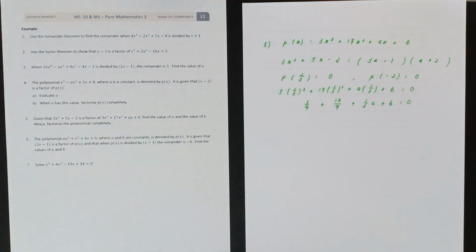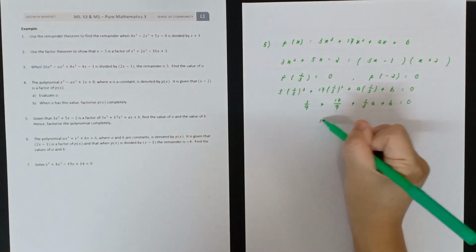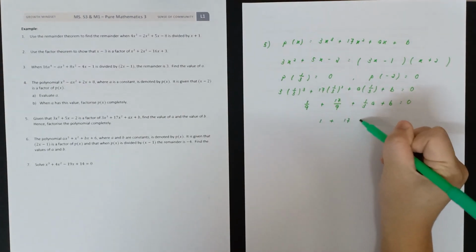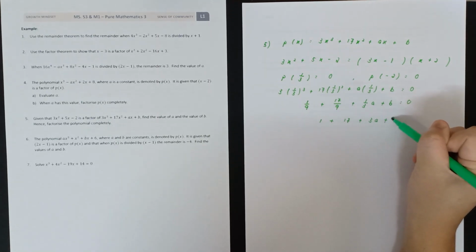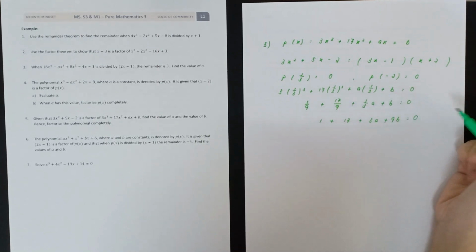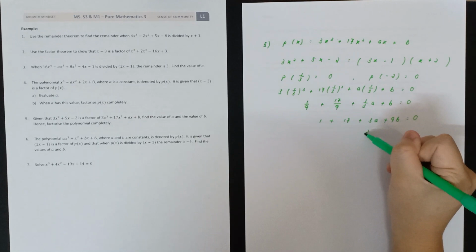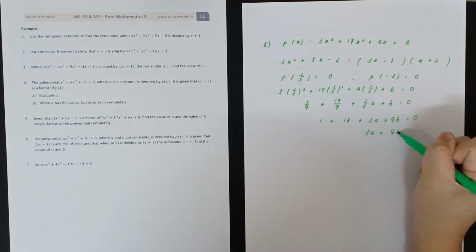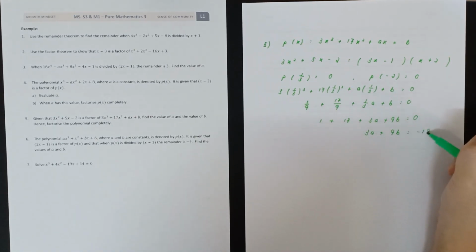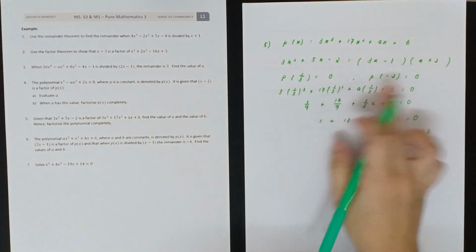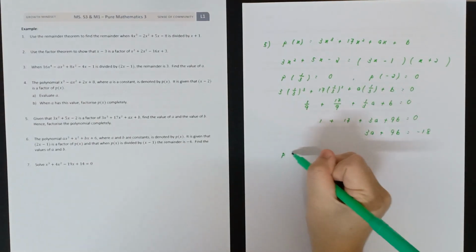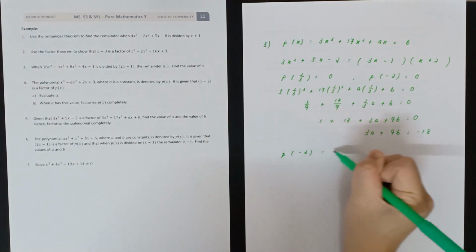Okay, so you can move it around first, depending on how you want to solve it. So 1 plus 17 plus 3a plus 9b equals 0. Then I'll be able to get 3a plus 9b equals negative 18. So I'll just leave it there first. So we continue to the second one. P(-2) equals 0 as well.